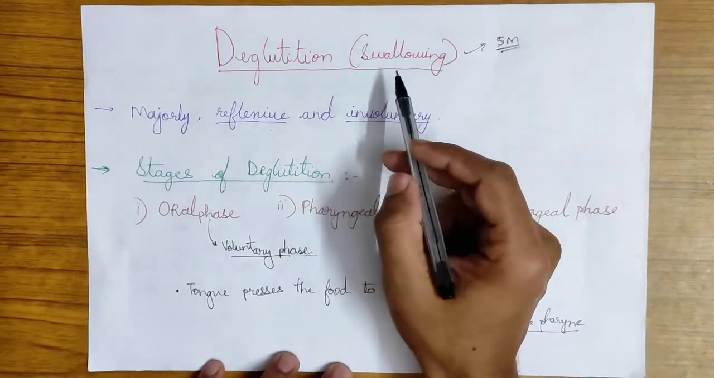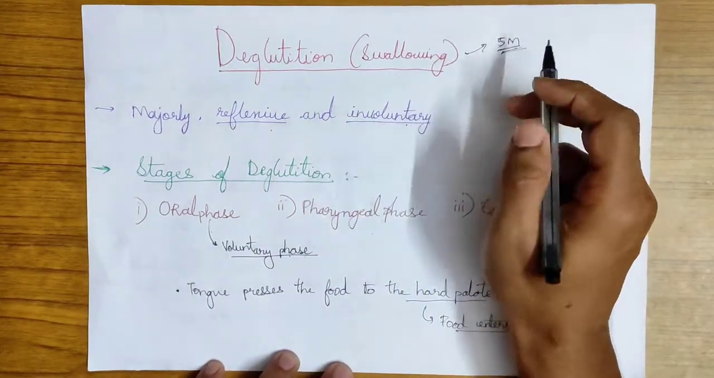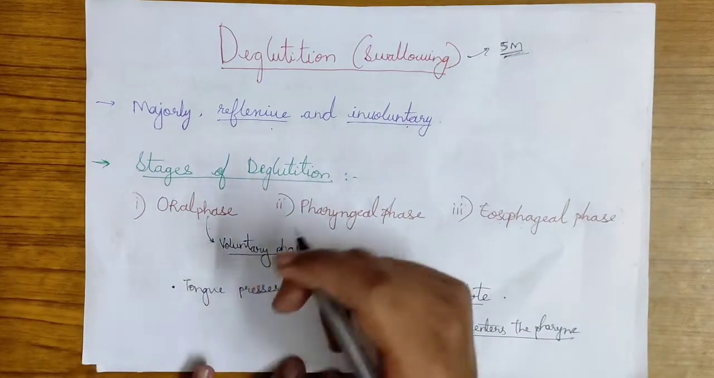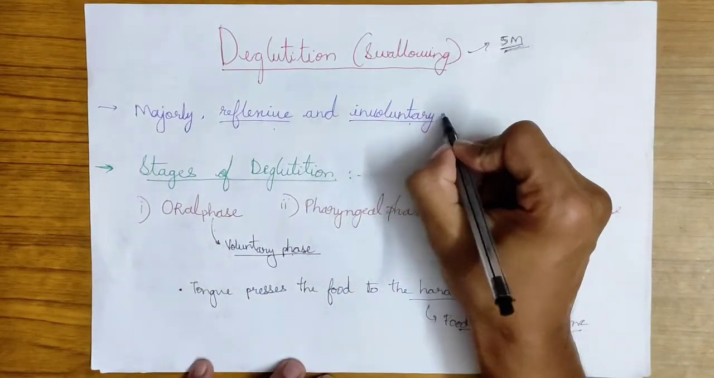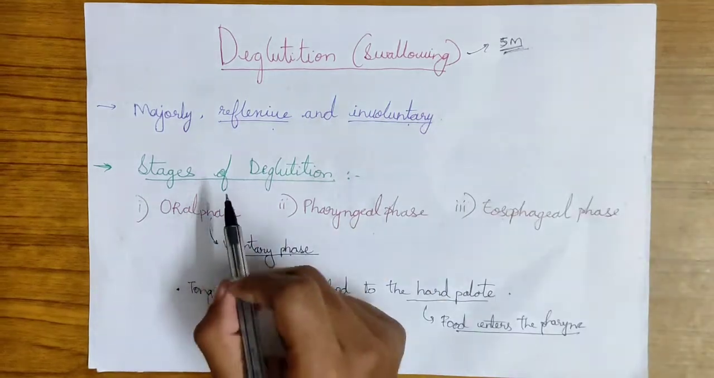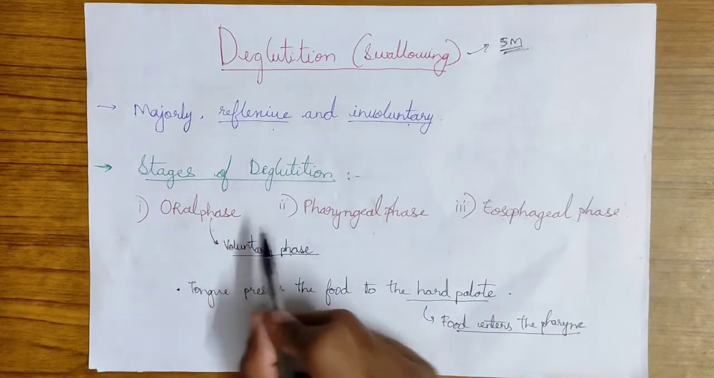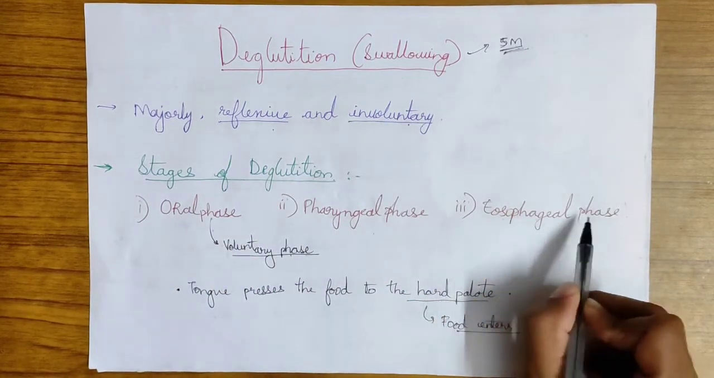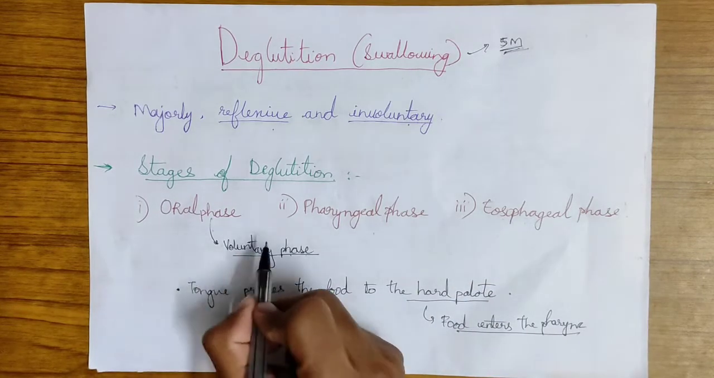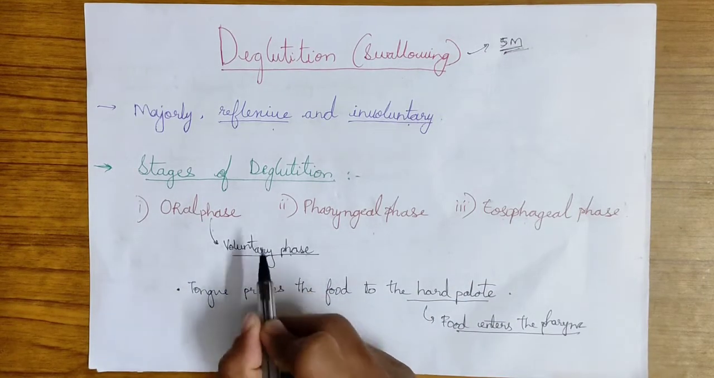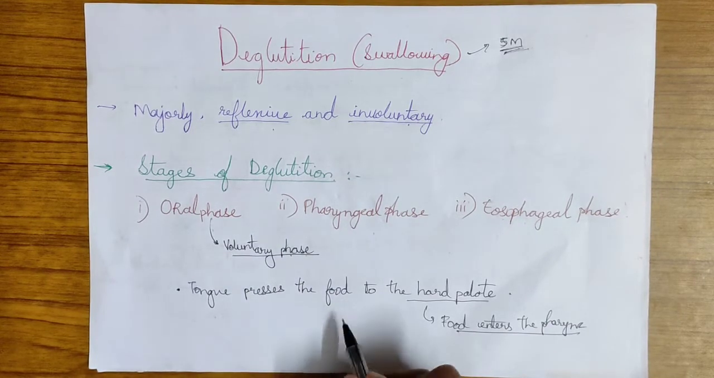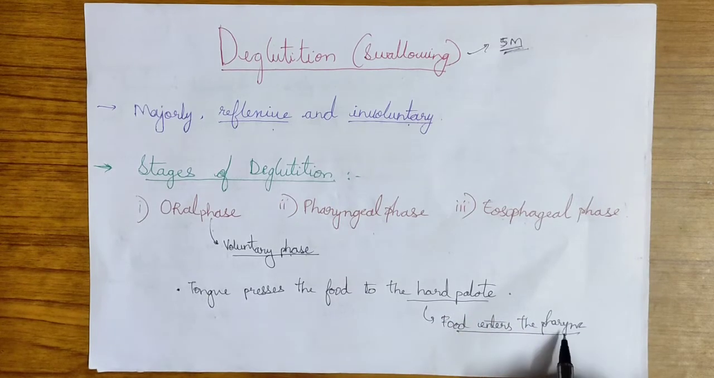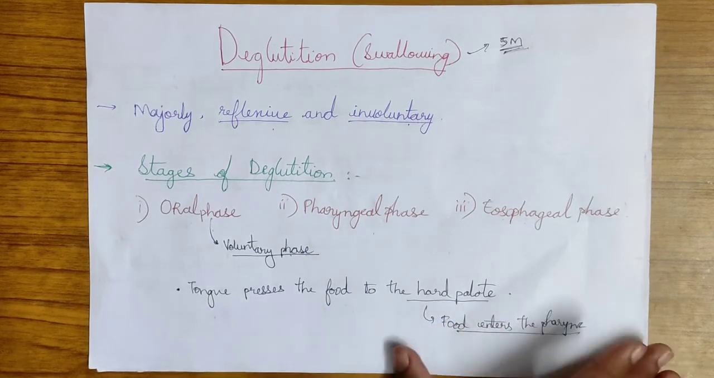So this deglutition can be asked as a 5 markers in the board examination. So what is deglutition? It is majorly a reflexive and an involuntary mechanism. The stages of deglutition are oral phase, pharyngeal phase and the esophageal phase. The oral phase is the only voluntary phase in this deglutition process. In this phase, the tongue presses the food to the hard palate. By this, the food enters the pharynx and the pharyngeal phase starts.